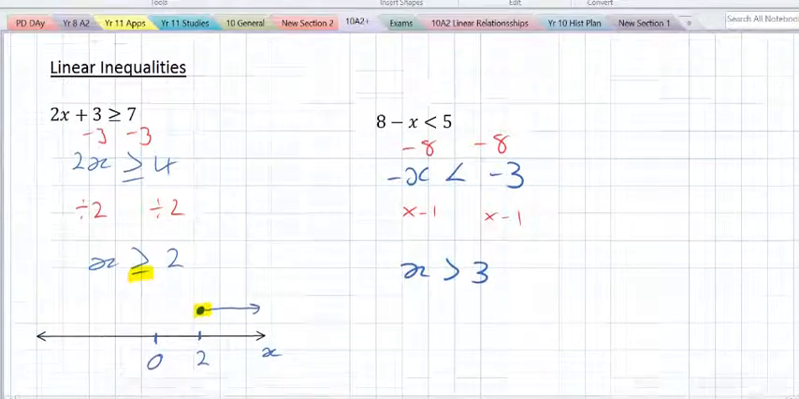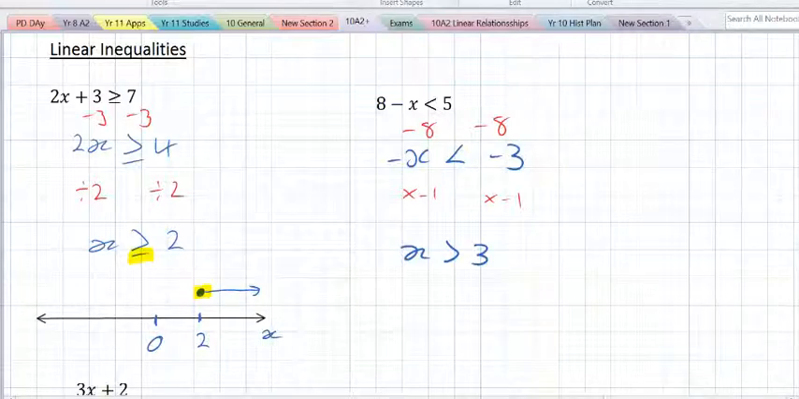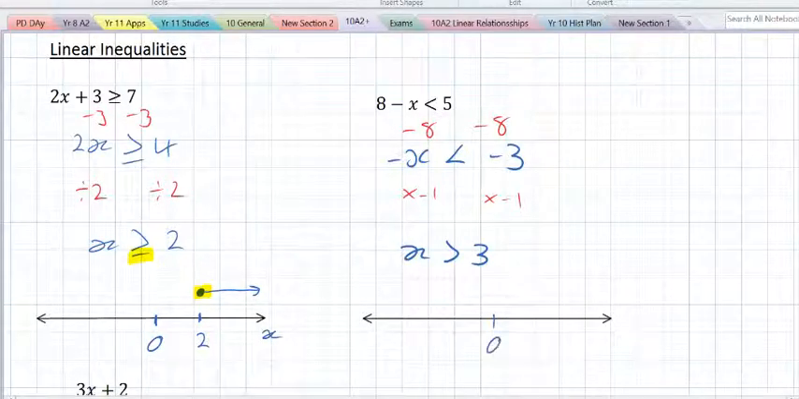Greater than 3. Once again, we draw a number line. X is greater than 3. Yeah, timesing or dividing by a negative. And notice how that's open, because that there is open. So how would you write that? When timesing or dividing by a negative number? Flip the sign, yeah.